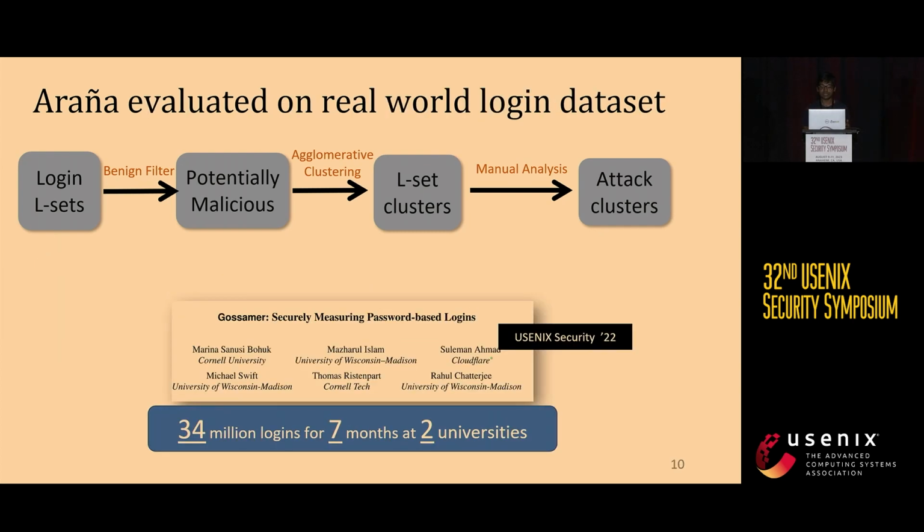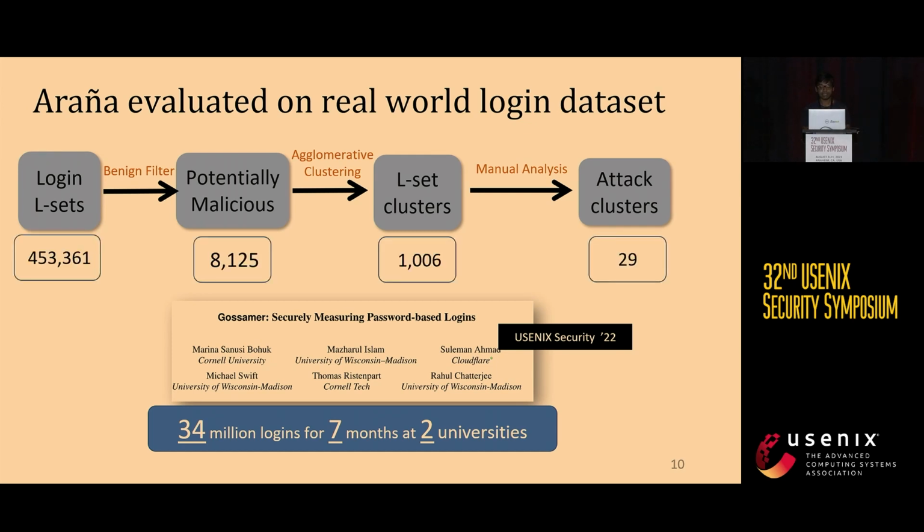Even with this high threshold, we got 29 attack clusters, 25 of them new, and we evaluated Arania on the Gossamer dataset that we had access to. The Gossamer dataset is huge. It contained 34 million real login requests collected over 7 months at 2 large-scale universities.